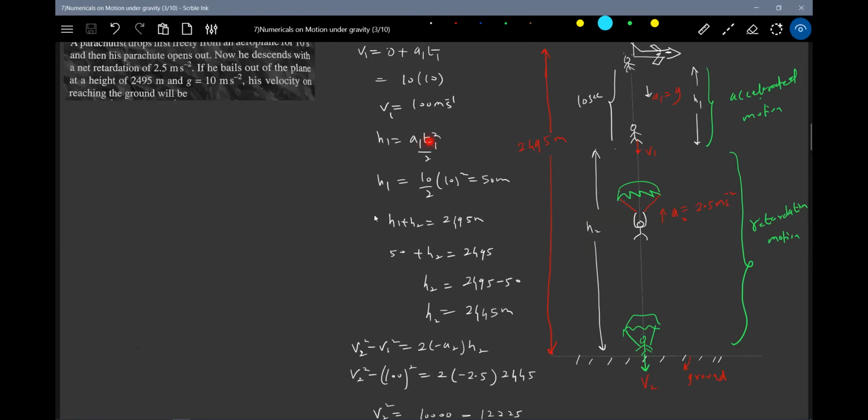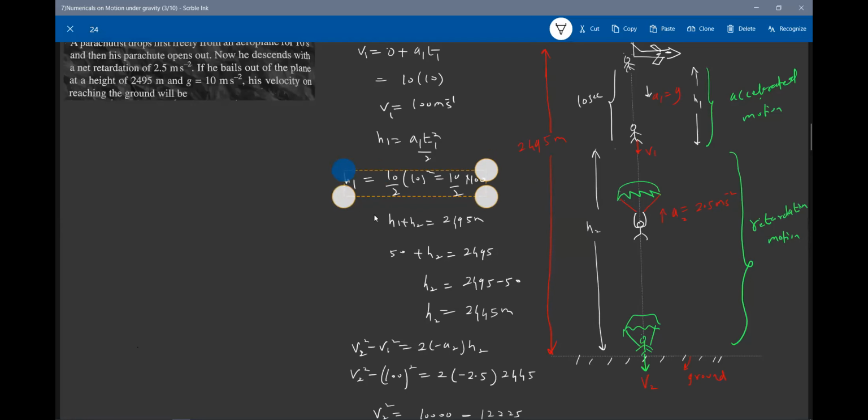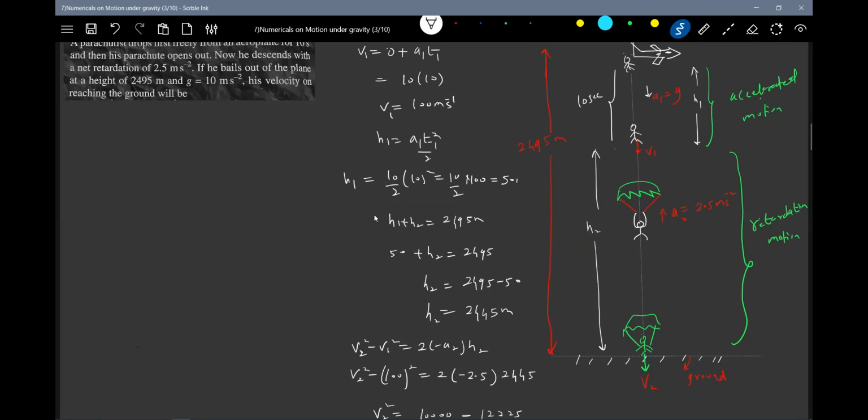This is a1 t1 square by 2. Oh, yeah, I'm not that good in calculation. Somewhere I messed up here. This should be 500 meter, because a negative root should not be there. So H2 will be 2495 minus 500, which is 1995.